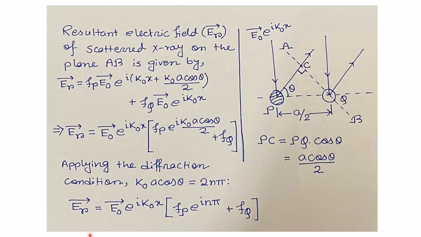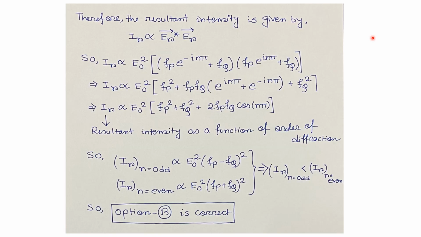Then we will get the resultant E vector equals E naught vector e to the power i k naught x multiplied by (Fp e to the power i n pi plus Fq). Therefore, the resultant intensity on the plane AB is given by I R proportional to the electric field multiplied with its complex conjugate. So, I R is proportional to E naught square into (Fp e to the power minus i n pi plus Fq) multiplied with (Fp e to the power i n pi plus Fq).